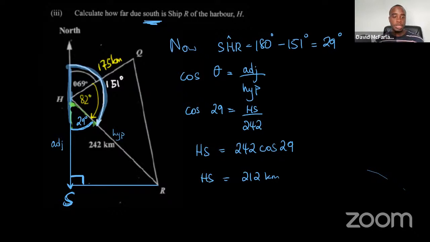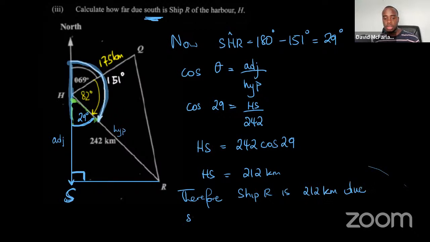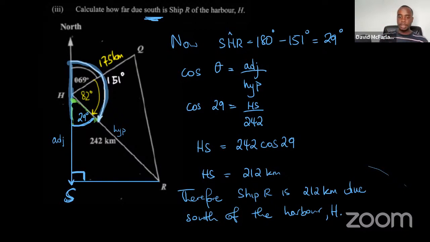We need to pretty it up, write it out properly. So we can say, therefore, shape R is 212 kilometers due south of the harbor H. Right? Yeah. So that would be our final answer.